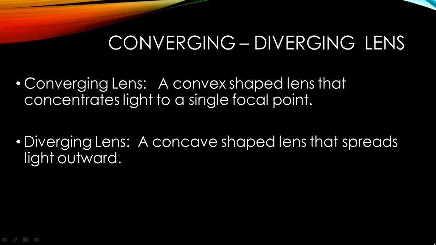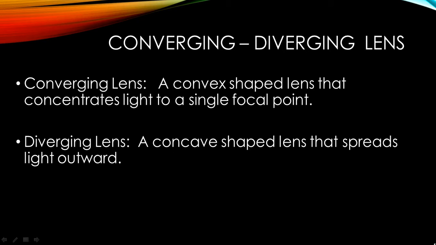It concentrates light to a single focal point, which is why we use them for glasses, because it will focus the image so that my eye can see it. That's why we wear glasses, to focus images. Our eyes are doing the same thing, and we'll get to that in a minute. A diverging lens is concave. All right, I'll show you pictures of each one of these. And it spreads the light outward.